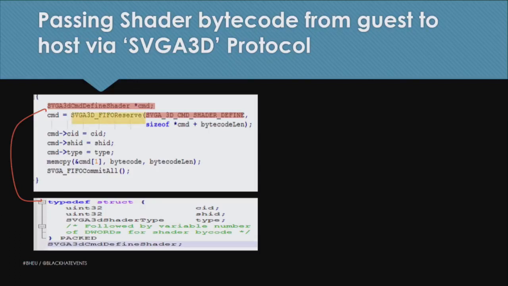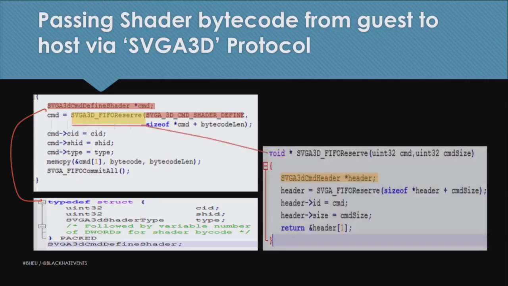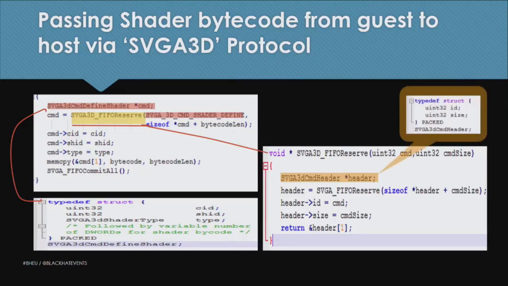After that, the space for that particular 3D command and its parameter needs to be reserved in the FIFO memory queue. In this example, the function name is SVGA 3D FIFO reserve. It reserves the space for this SVGA 3D FIFO command and arguments. This reservation has to be done by making use of a structure called SVGA 3D CMD header. This header actually looks something like this, and as you can see, this structure holds some characteristics about the 3D command that we are going to pass to the GPU to execute.